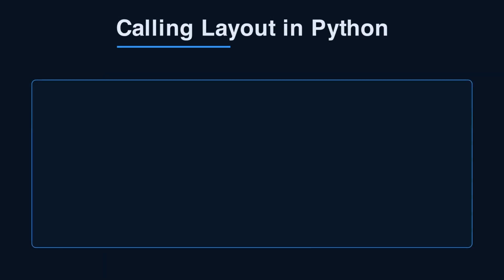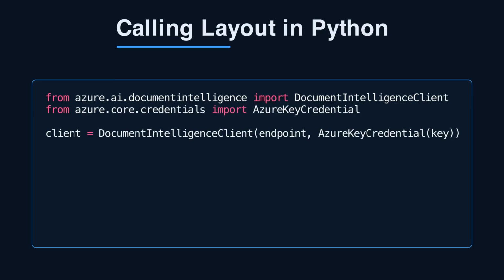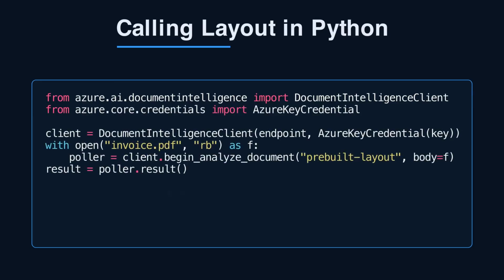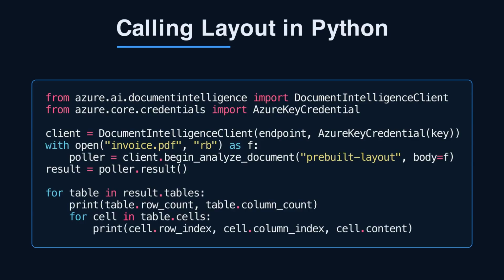Let's make it concrete. Install the Azure AI Document Intelligence package, then call the pre-built layout model. You pass the document bytes, poll the long-running operation, and read back the tables collection. Each table gives you row and column counts plus a flat list of cells, where every cell carries its row index, column index, and any spans. From there, you reshape cells into a two-dimensional array and you've got structured data.